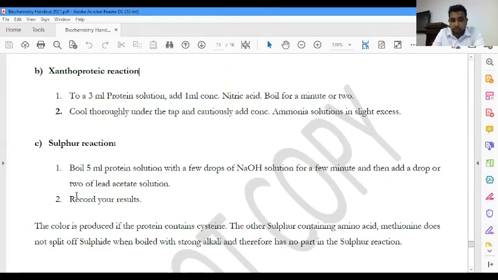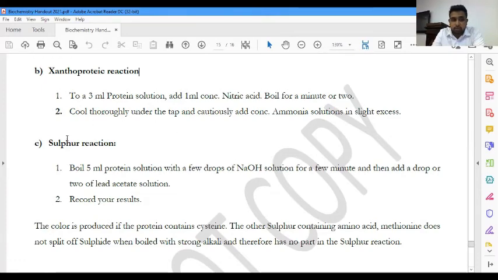Is that clear? So then the final qualitative test I'm going to discuss with you is the sulfur reaction. In here also, this is a very small test. Again, the principle is totally different from the previous two experiments. Please understand that very clearly. In here, we are going to boil the protein solution with two drops of sodium hydroxide solution for a few minutes and then add a drop or two of lead acetate solution. Then after that, we are going to observe the changes.